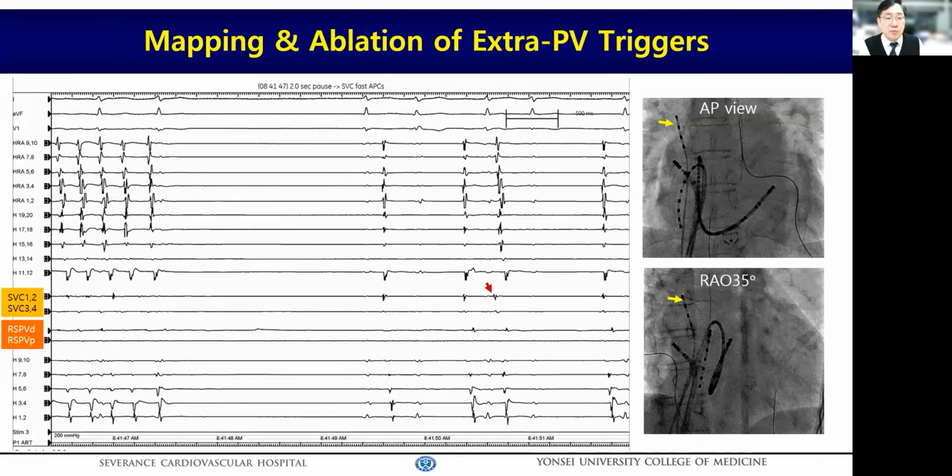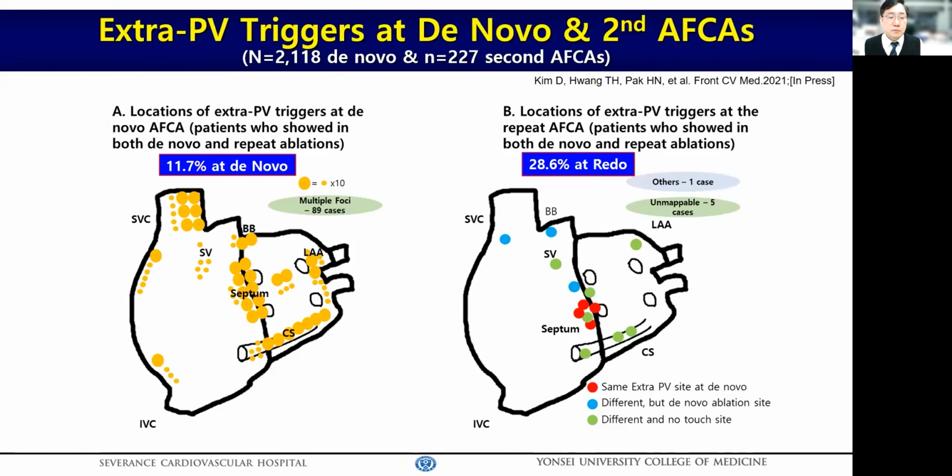Repeated shock and extra-PV mapping is a painful and stressful procedure, but it shows a constant pattern. If it shows a constant pattern of frequent APCs, you can map carefully and ablate them all. We systematically reviewed the extra-PV triggers in patients who underwent isoproterenol provocation test in over 2,000 patients, and we found extra-PV triggers in 12% of de novo procedures and 29% of redo procedures.